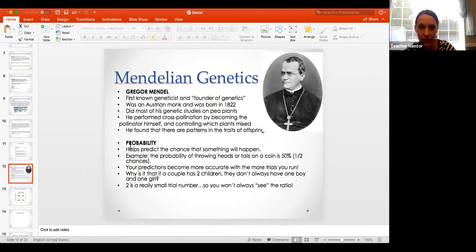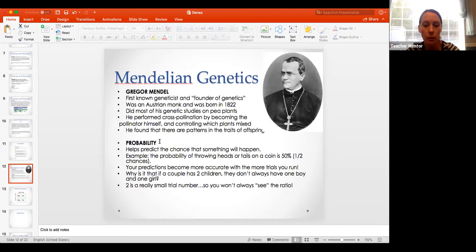Well, he's kind of the founder of genetics. He's the first known geneticist, or scientist that studies genes. He did most of his genetic studies on pea plants. So he spent years and years pollinating pea plants to see how the offspring would change based on how he pollinated them. He would be the pollinator himself, mixing different combinations of pea plants and looking at patterns of the traits that the offspring had.